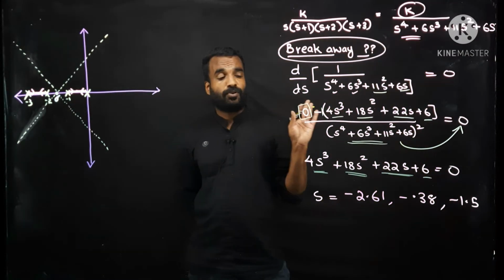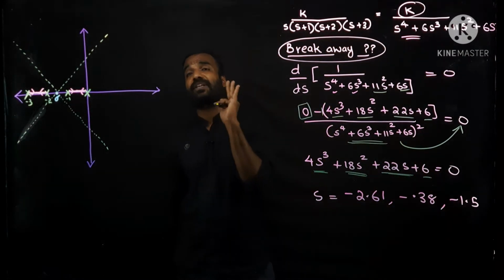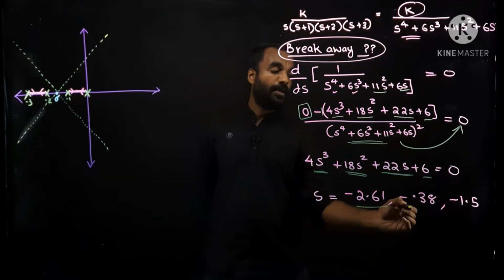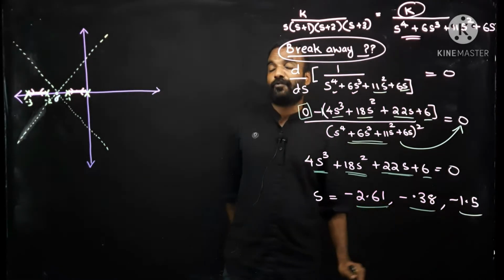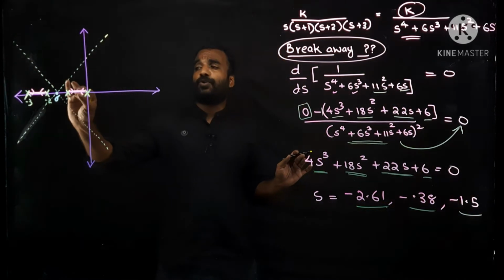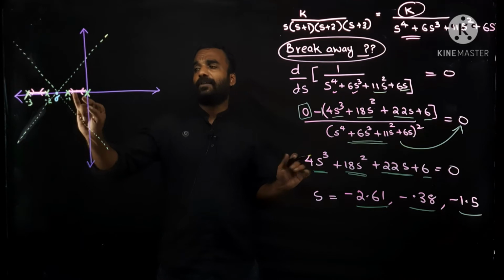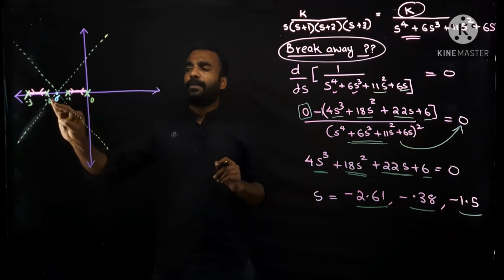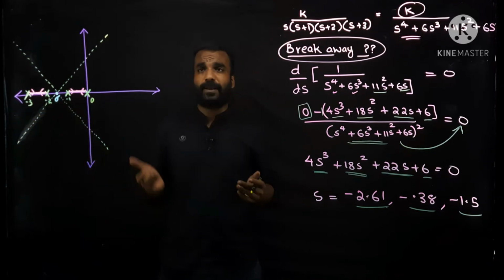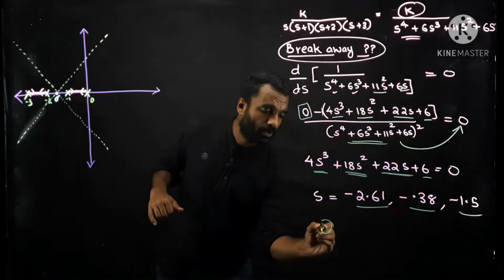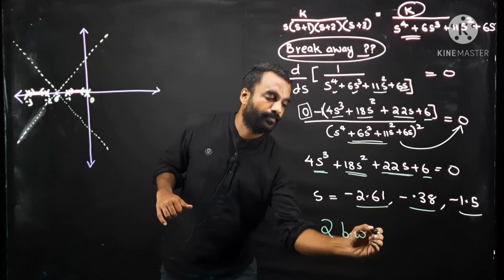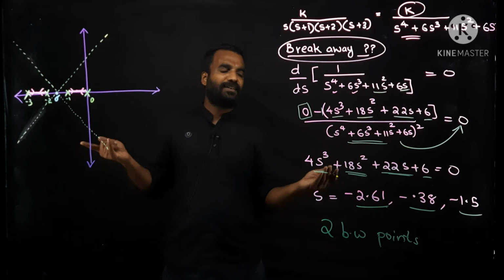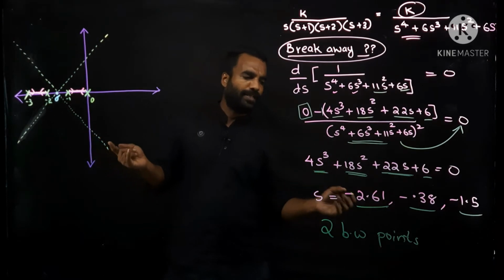Using calculator you can solve this third order equation. So you will get 3 values for s. S is equal to minus 2.61, minus 0.38, minus 1.5. Now we are having 2 breakaway points. In between 0 and minus 1 there is one breakaway point. In between minus 2 and minus 3 there is another breakaway point. We are having only 2 breakaway points. But we got 3 points. So check which are the valid points and which are not valid.